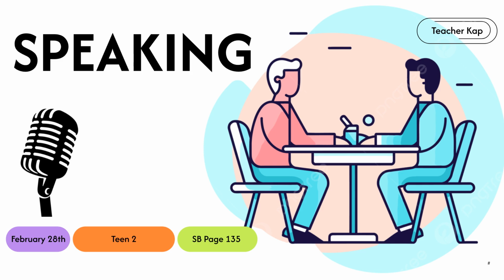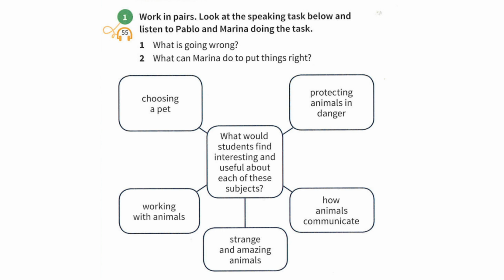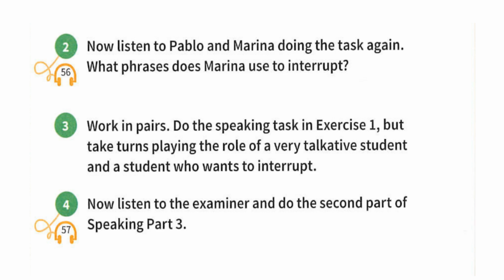We'll be using student book page 135 as our guide. Work in pairs and look at the speaking task. Listen to Pablo and Marina doing the task and consider what is going wrong and what Marina can do to put things right. Now listen to Pablo and Marina doing the task again.